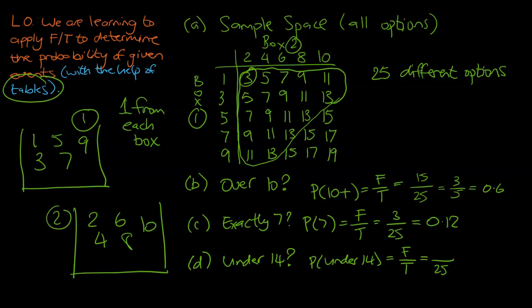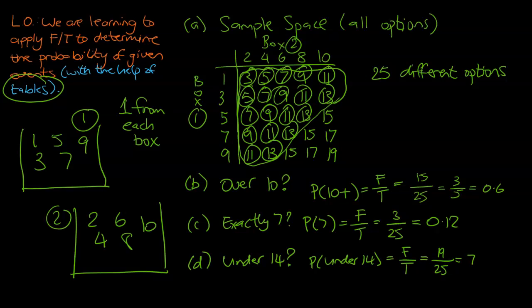And we've got 1, 2, 3, 4, 5, 6, 7, 8, 9, 10, 11, 12, 13, 14, 15, 16, 17, 18, 19. So 19 of them will be under 14. And that comes to 19 over 25, or 0.76 when you convert that to a decimal.